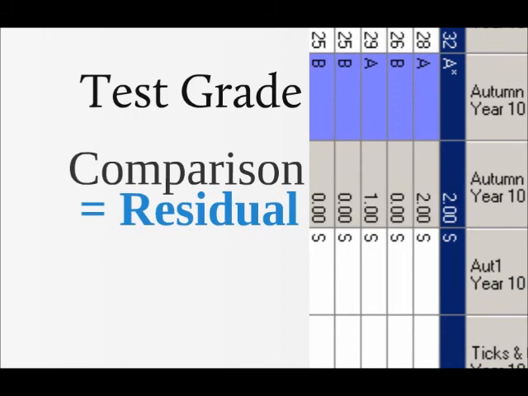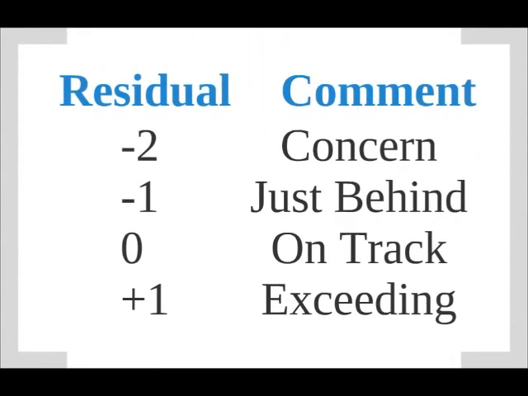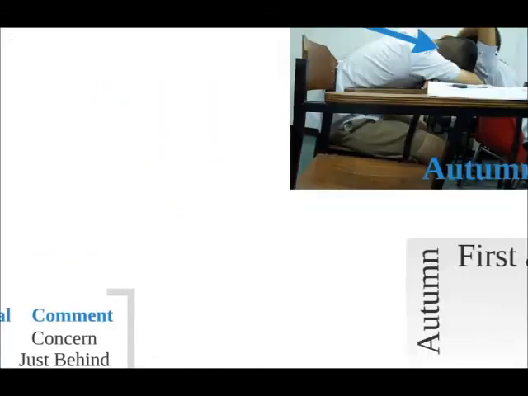This is a number that tells you how far ahead or behind of their target grade they are, and these numbers work as follows. If they've got a number of -2, then that means they are 2 grades below where they should be at this point in the year, which might be a concern. If they're 1 grade below where they should be, then they're just behind where they need to be. If they are exactly on their target grade, then we could say they're on track, and if they're just ahead of their target grade, we could say they're exceeding their current expected performance.